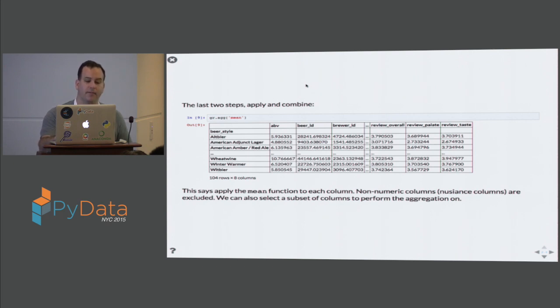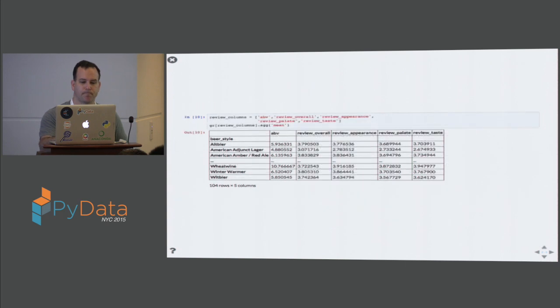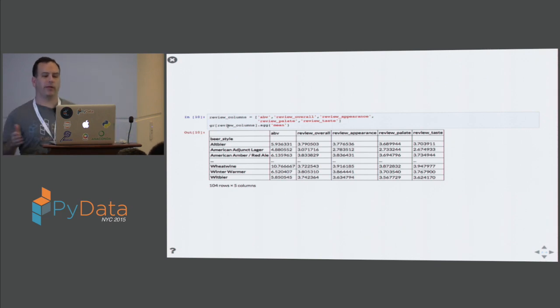I'll just caution that when you're applying your own functions, in effect, what you're doing is a loop over the groups. If you have smaller groups, great, no big deal. If you have a large number of groups, this can be highly inefficient, and we'll talk about that in a little bit. We can also do a sub-selection on the group by object itself. Say I have 100 columns and I only want the mean of these ones. We can do that.